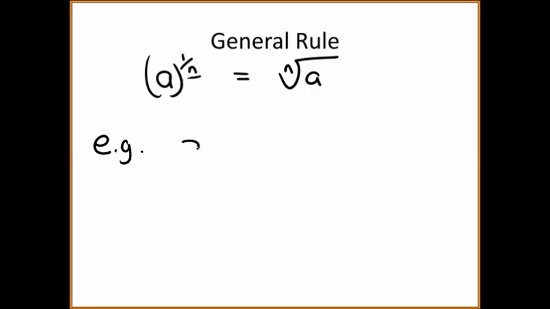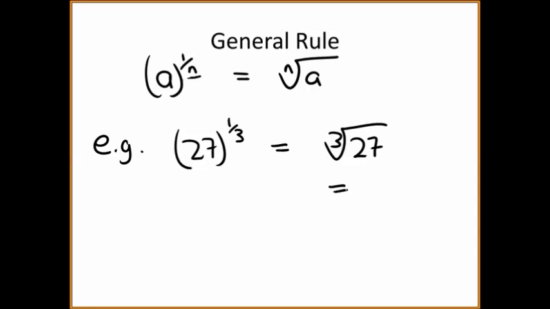So, our general rule can be written as a to the power of 1 over n is equal to the nth root of a. This rule tells us that if we have a fractional index like 1 over n, it means to take the nth root. So, an example of this would be 27 to the power of 1/3. This can be written as the third root of 27, which is equal to 3.